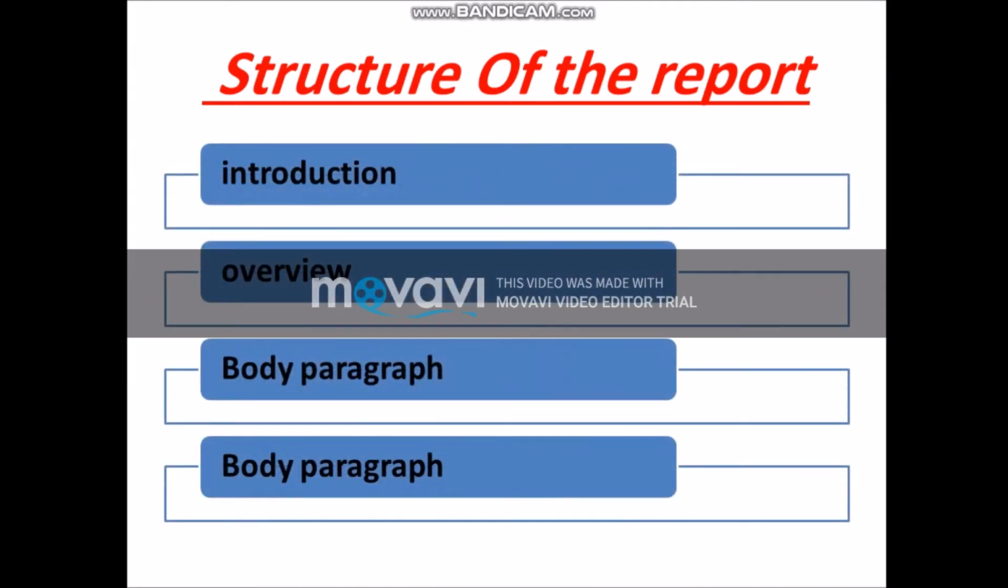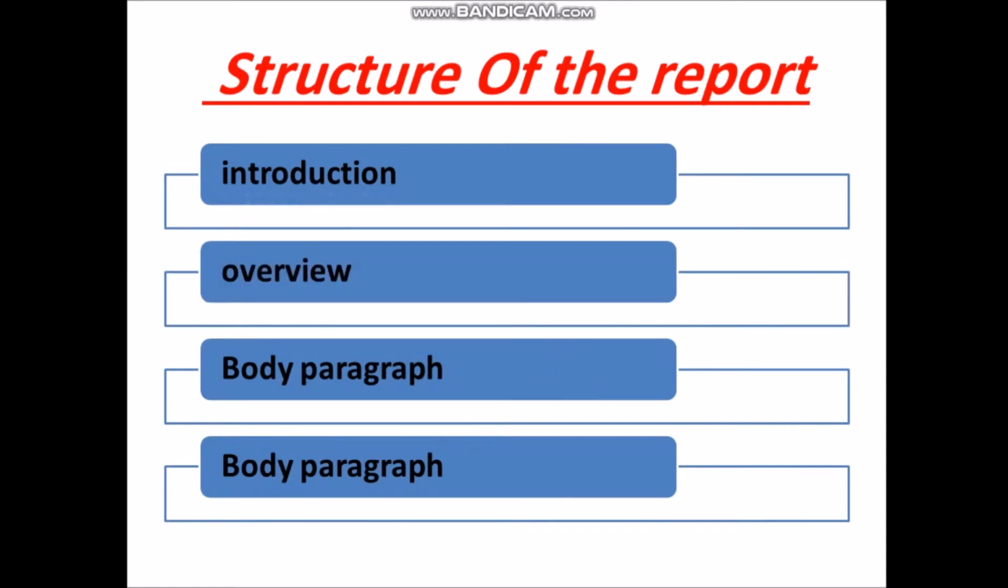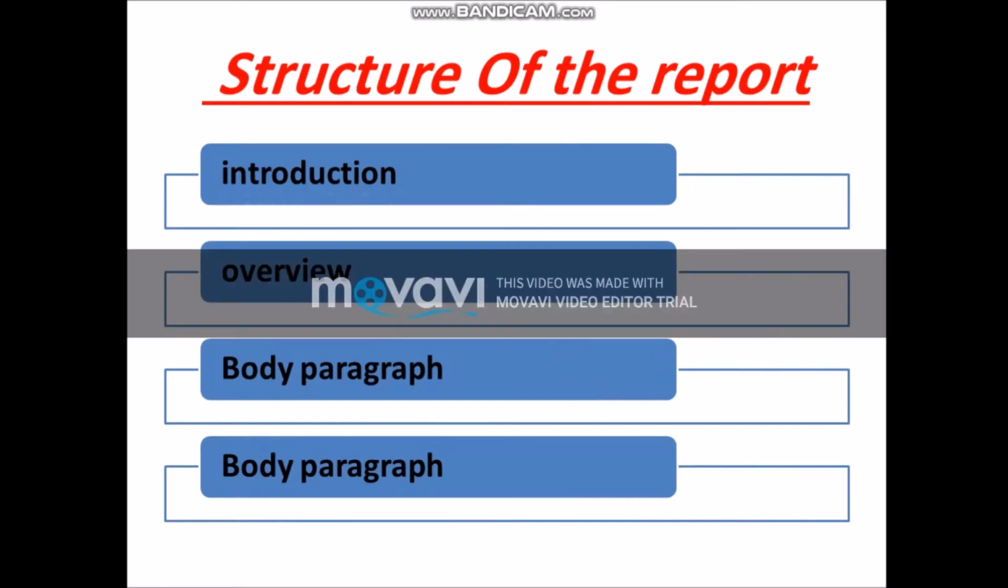This structure keeps your report very organized. In the introduction, you're going to paraphrase the header or the rubric of the question given on the question paper. And in the overview, you're going to write 2 sentences that present general trends, whether upward or downward.